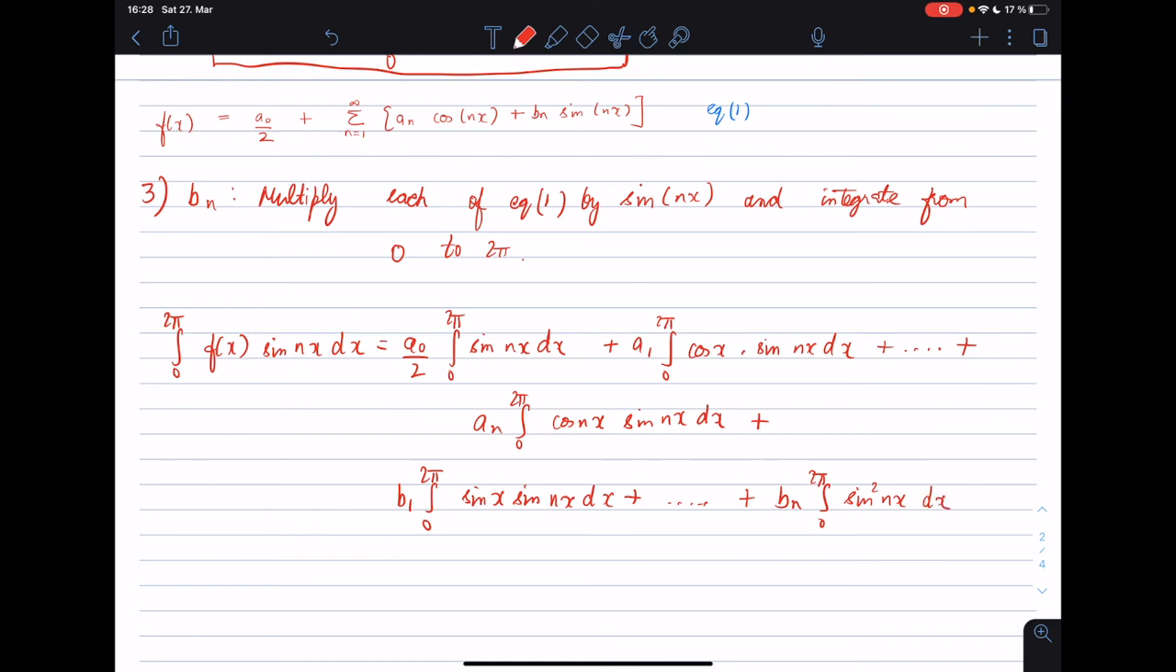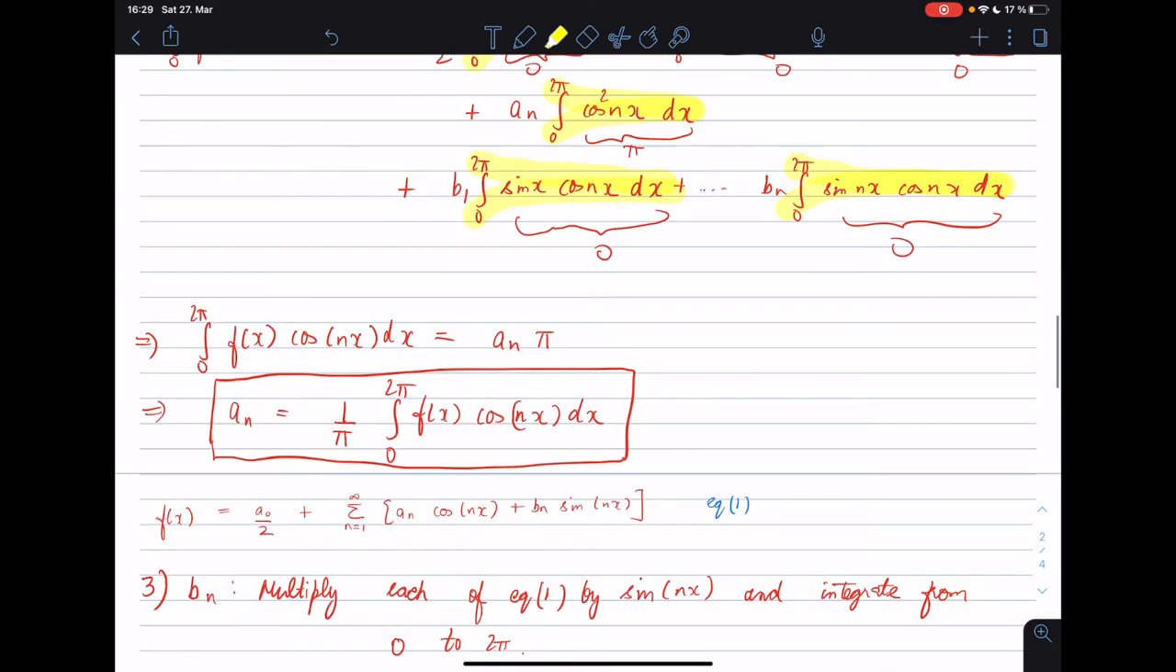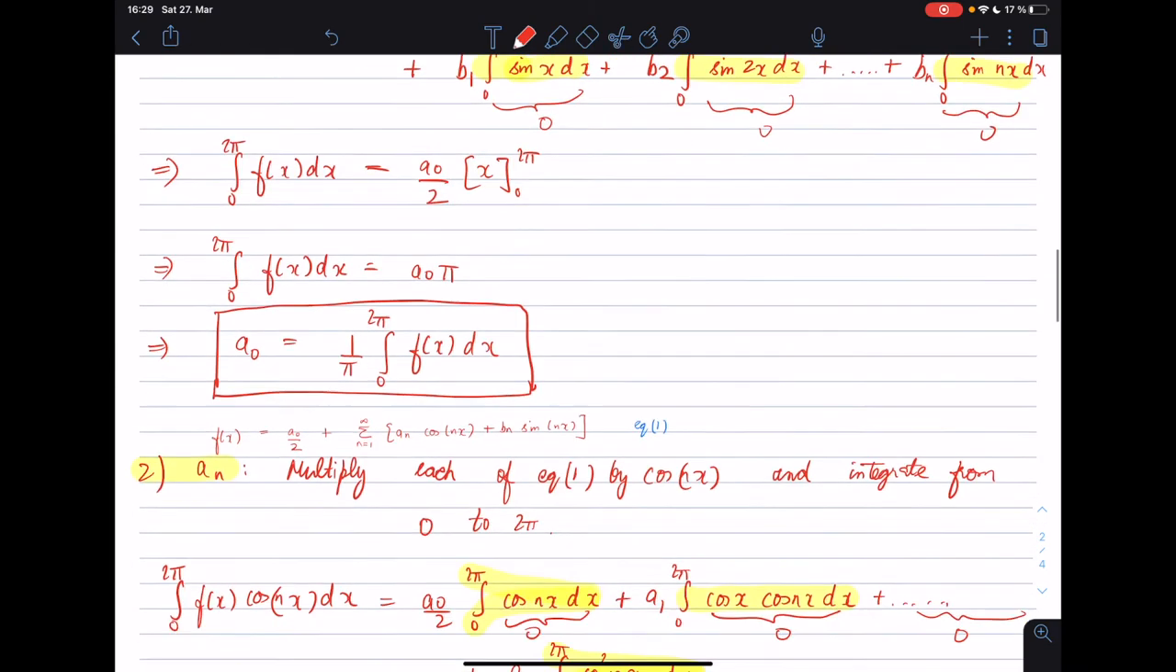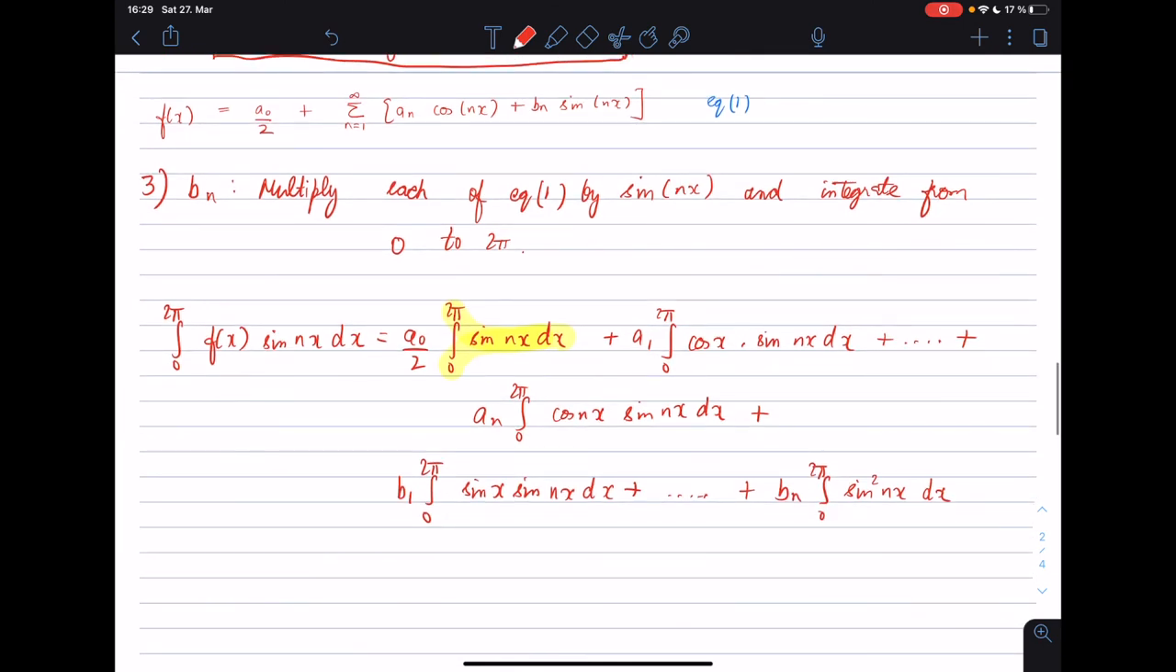Now again, if you refer to our original useful integral formula, then you will notice that the first term, this integral over here, is actually 0, as you can see from the useful integral formula over here, that is the integral of sine nx from 0 to 2 pi is actually 0. So we write down 0 over here, and then we have the integral of cos x multiplied by sine nx from 0 to 2 pi in the next term.